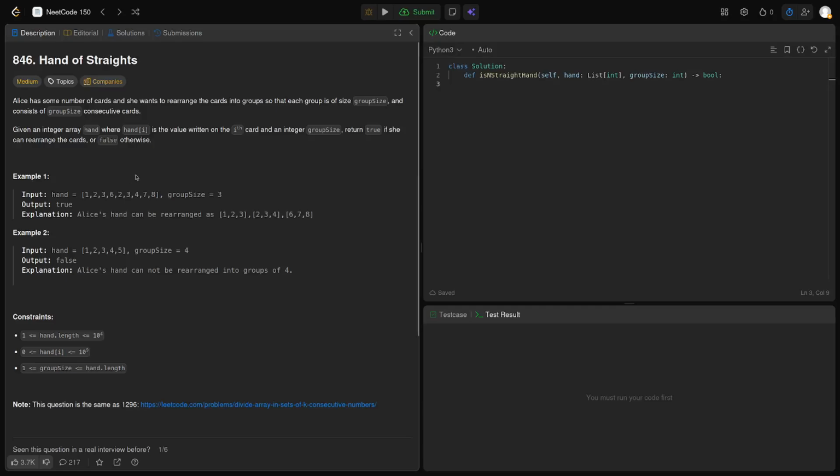Okay, so today we got medium problem 846, Hand of Straights. Alice has a number of cards she wants to rearrange so that we have groups of group size with consecutive cards, and we get the hand and return true or false. The first condition I immediately think of is that group size needs to divide the size of the hand. Otherwise, if that doesn't happen, we are cooked.